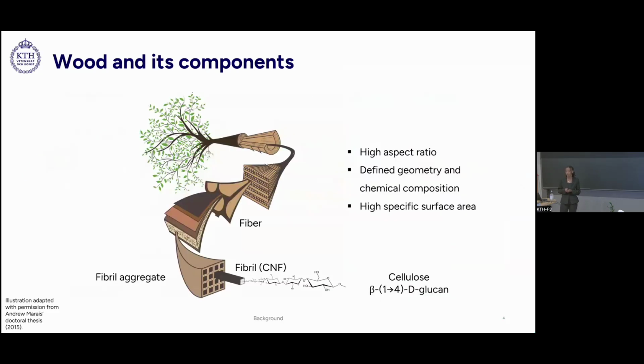And the basic reinforcing element of wood is the aggregates of cellulose nanofibrils, termed fibril aggregates. And these are embedded in a matrix of hemicellulose and lignin. And the cellulose nanofibril is composed of linear chains of the cellulose polymer. And due to this ordered interior of the CNFs, they have a very high elastic modulus. So CNFs are particles with a high aspect ratio. They have a defined geometry and chemical composition and a high specific surface area.